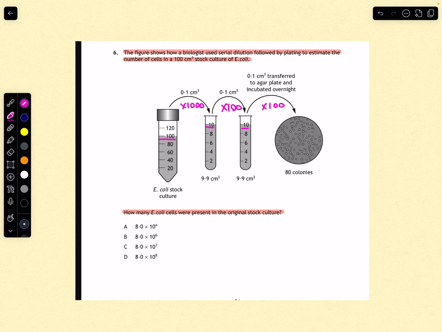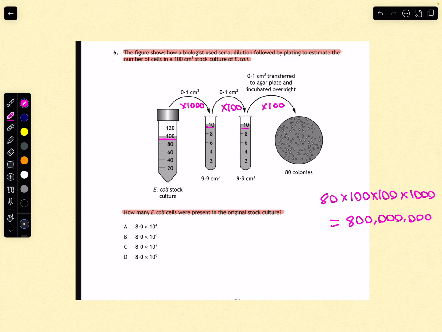So working back from 80, we're going to times 80 by 100. We're going to then times that by 100, and then we're going to times that by 1,000. So what we've got is 80 times 100 times 100 times 1,000. You can use a calculator for this. But from this, the answer is 800 million.